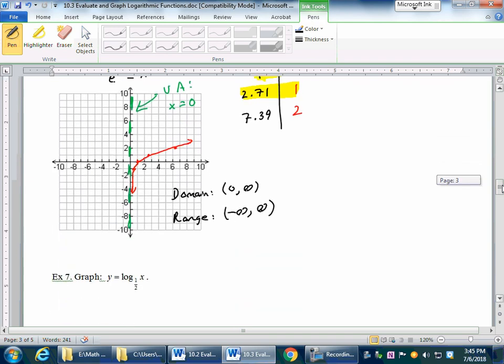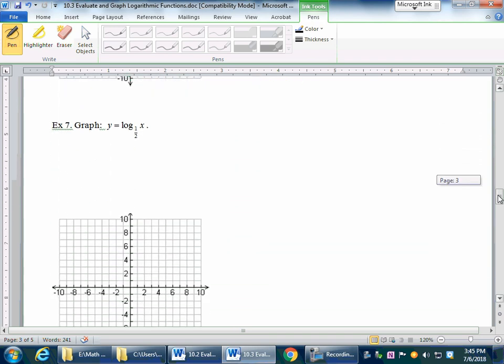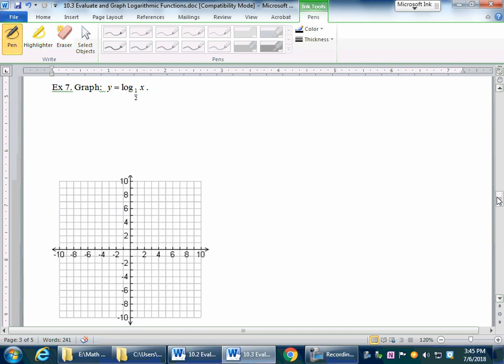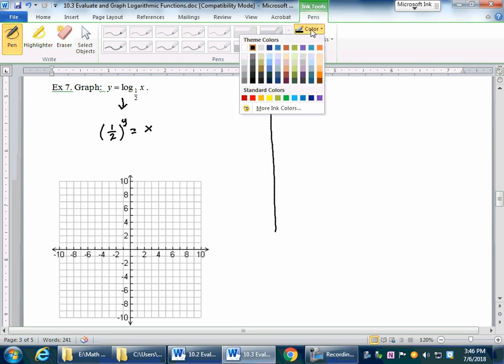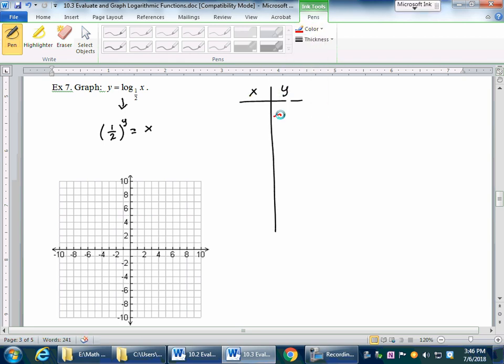Now, next example. When the base is a fraction, it's going to be like before, it's going to flip around. In exponential, we saw that it flipped around, so it will flip around also. So like before, 1/2 to the y power is equal to x. And then we're going to plug in the y values to find our points. So -2, -1, 0, 1, 2.